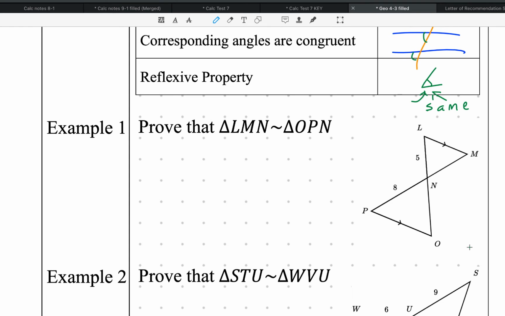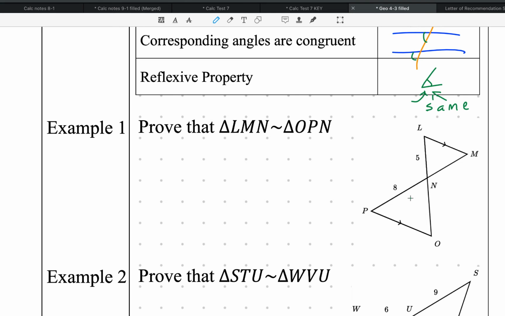Prove that triangle LMN is similar, again, that symbol, this little tilde down here, means similar to triangle OPN. So what is it talking about? Prove that that triangle over there and that triangle right there are similar to each other. That is the proof. This proof can be done in 4 to 5 lines if you're doing it right.